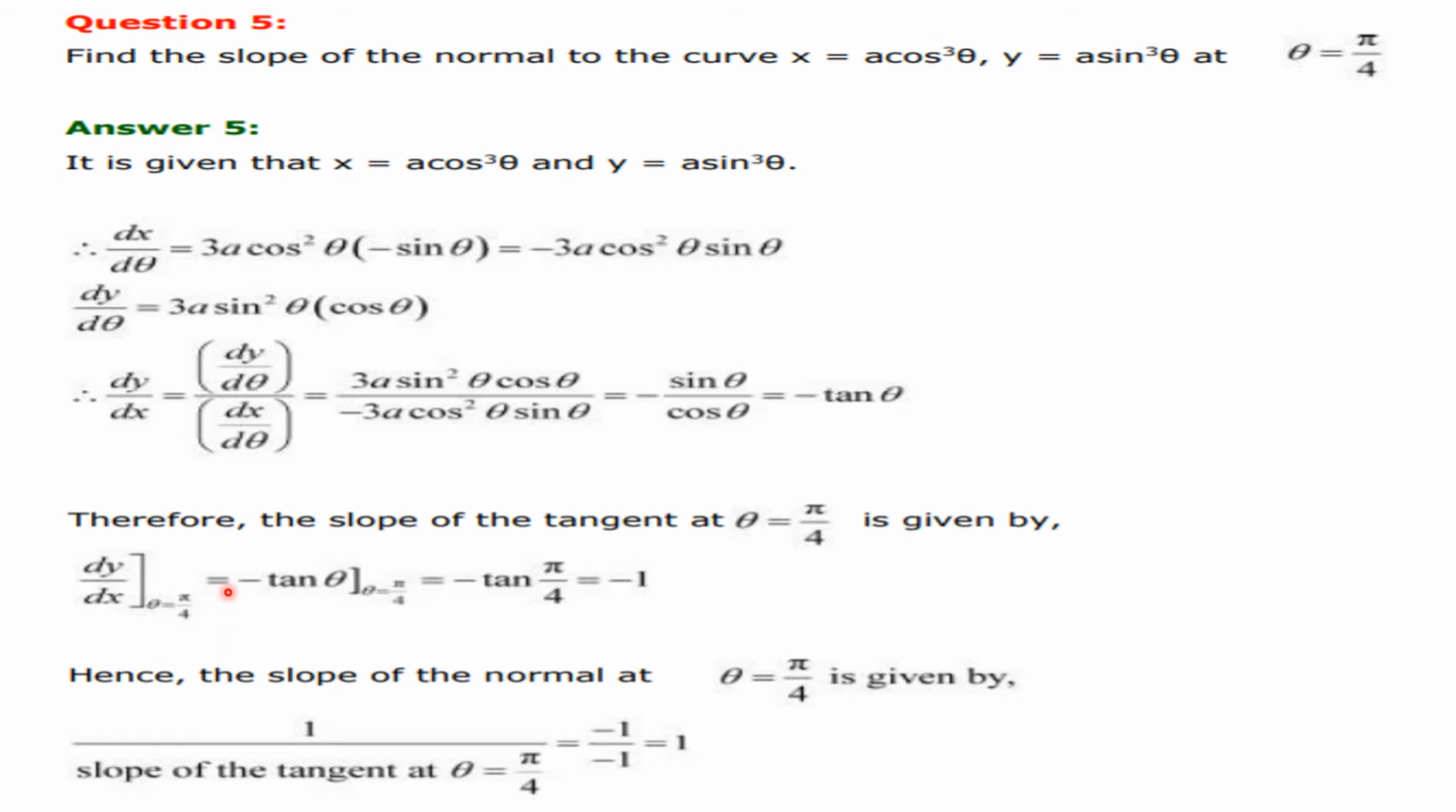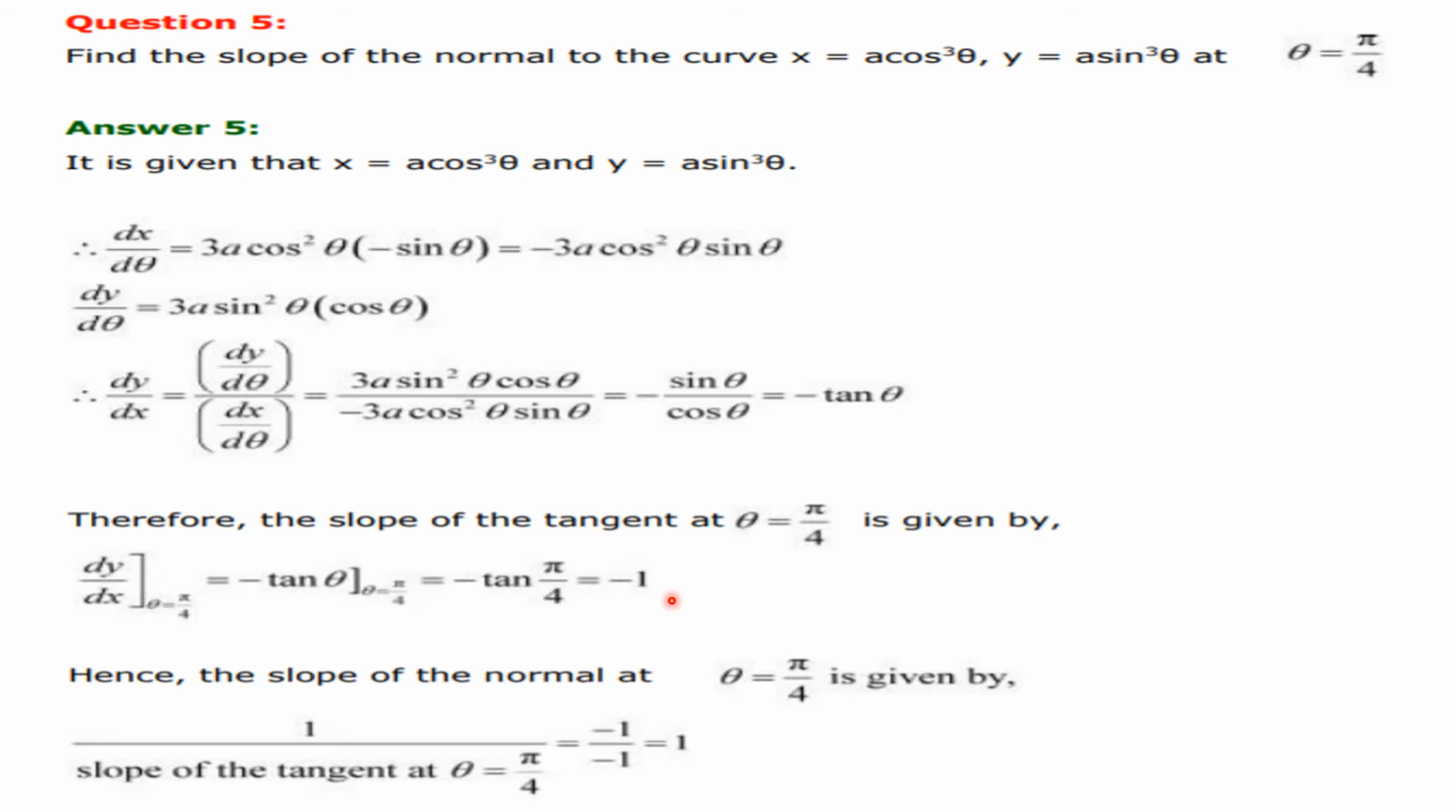What is the dy by dx value? Minus tan theta. So minus tan theta at theta equal to pi by 4 means we have to substitute theta equal to pi by 4 in this expression. That is equal to minus tan pi by 4. What is the value of tan pi by 4? 1. So it is minus 1. So this is the slope of the tangent to the given curve at theta equal to pi by 4.